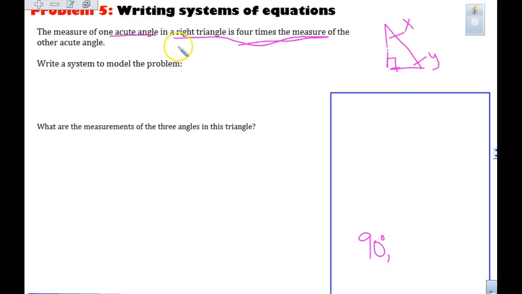If we are looking at this problem, Lisa, which acute angle do you want to start with, X or Y? X is equal to, it says 4 times the measure of the other. So X equals 4 what, Lisa? 4y. This one is 90. It's not part of our equation. So Sadie, what do I know about angle X and Y together? They have to add up to how many degrees in a triangle, if this one is already 90? Another 90.